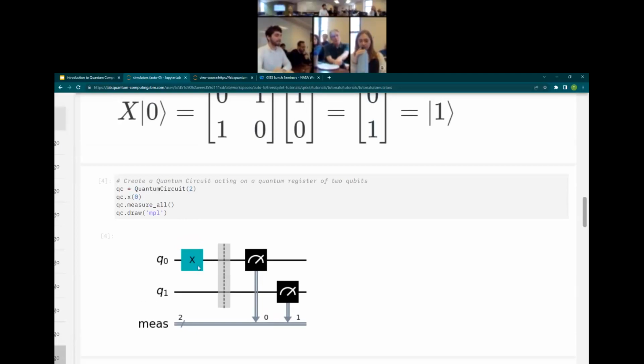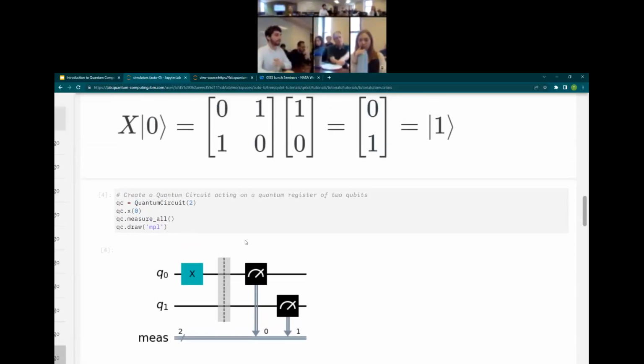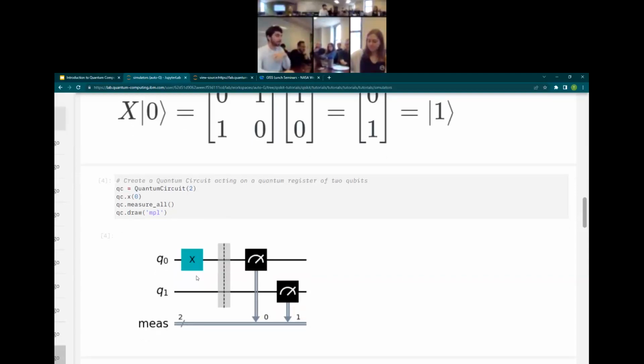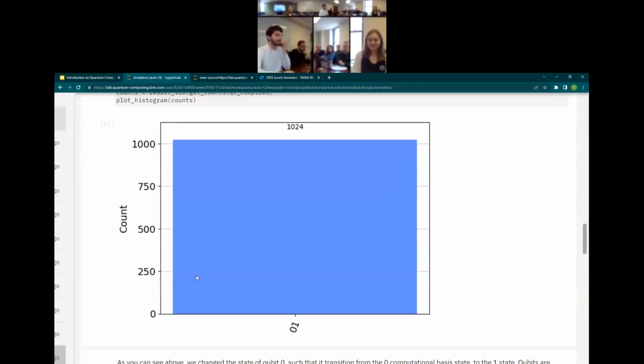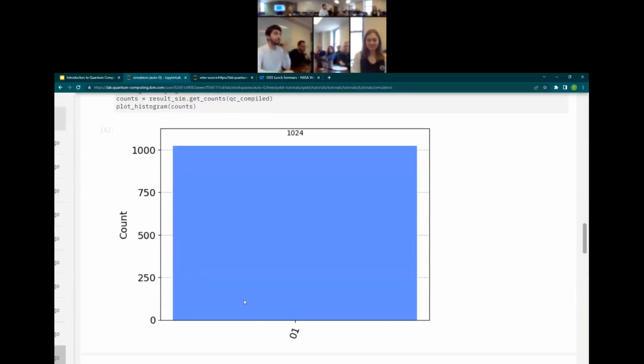So given that I said that it flips the probability amplitude of the 0 state and the 1 state, does anyone have any guess for what we might find in the histogram upon simulating the circuit? 0. Yes, except for some reason, I'm sure there's a very good reason for it, they reverse the order of the classical bits when they're read out. I literally couldn't tell you why. I have no idea, and I don't like it.